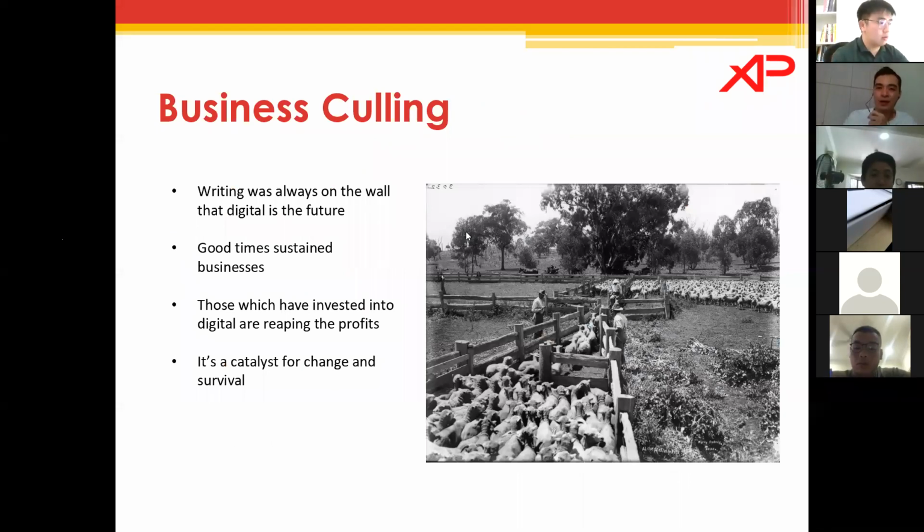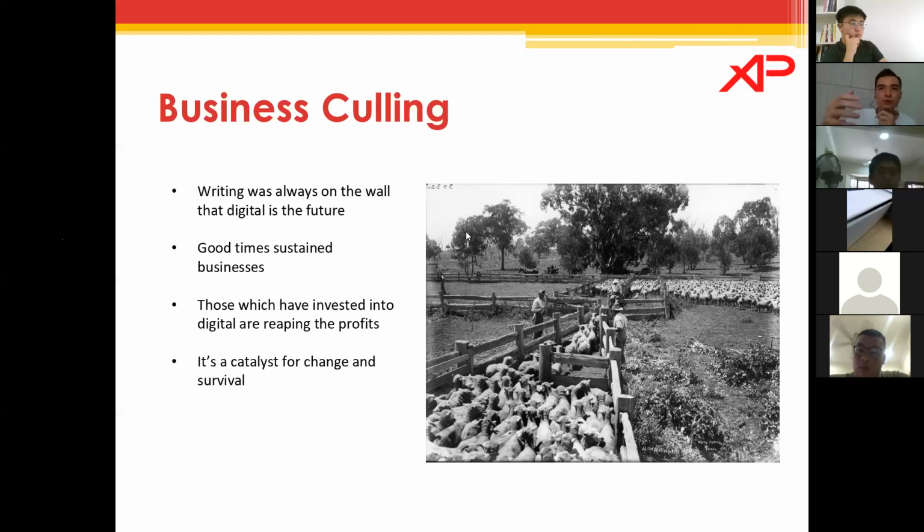If you look at it, right, the writing was always on the wall that digital is the future, but there are a lot of good times that sustain the business. In fact, you can see stock markets going up, retail spending are strong and everything, right? GDP growth is there, but those kind of situations actually sustain those businesses which may not be profitable. So for those who have actually invested into digital but did not see any returns in the past 1 to 2 years, now they're reaping all the profits actually.